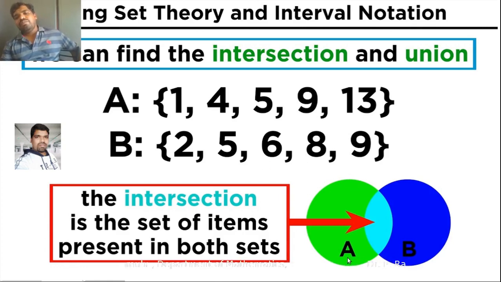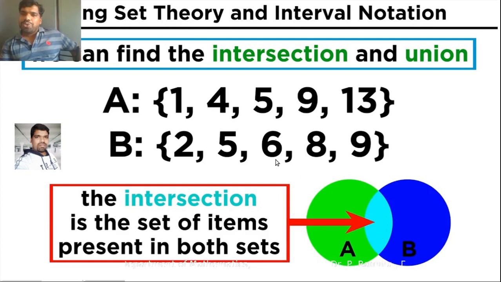This is my A, this is my B. Intersection is nothing but the common elements. 1 is not in B, 4 is not in B, 5 is in both, 6 is only in B, 9 is in both. So 5 and 9 are the same elements in A and B. In this part we have 5 and 9. This part we have 1, 4, 13. This part we have 2, 6, 8. This part we have 5, 9.